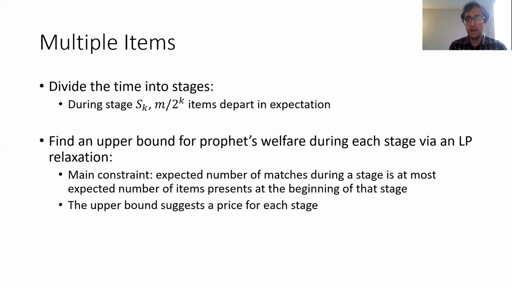And then I'm not showing the upper bound, but it just follows some simple steps, and it looks similar to the upper bound for the single item setting. By that I mean the upper bound suggests the price again, and we use that price later in our algorithm.